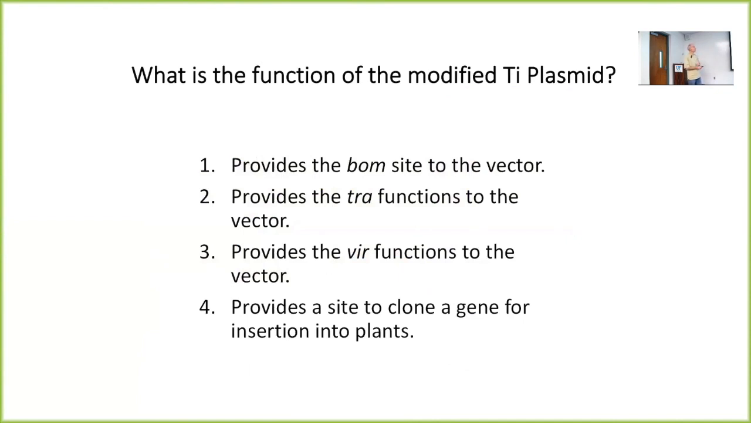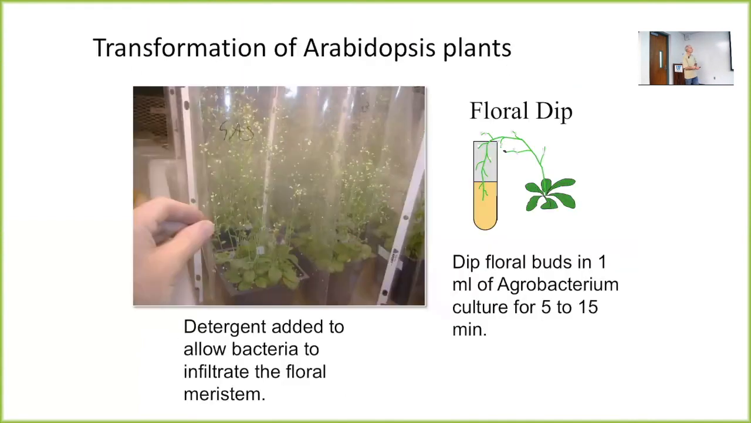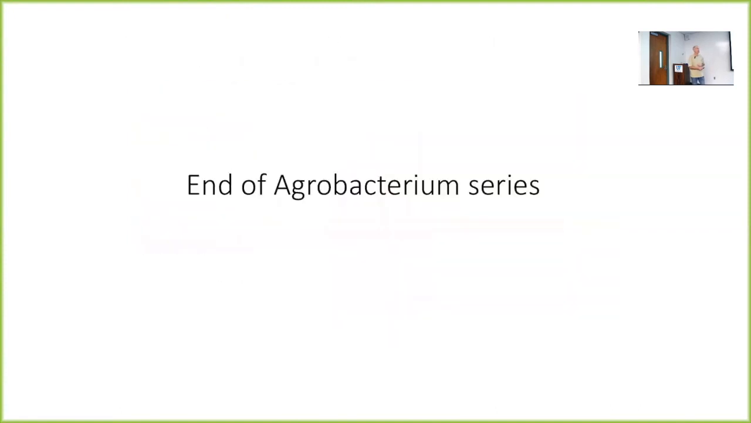What's the function of the modified Ti plasmid? It provides the Vir functions, just like the helper plasmid in bacterial conjugation provides the Tra functions. And what's the strategy? Floral dip is the strategy used to get Agrobacterium in solution into the plant germline, into the floral meristem that's eventually going to make seeds. Any questions on Agrobacterium and the mobilization plasmid, the mini-Ti?